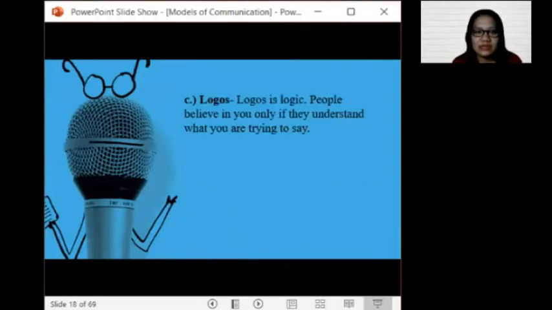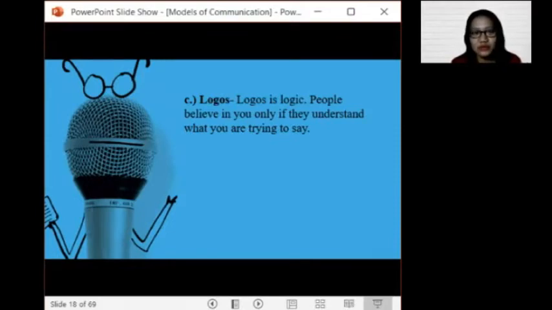Okay, next one is the logos. When we're talking about the logos here, we're talking more about you as a speaker presenting factual information and not only your personal opinion or personal experiences.